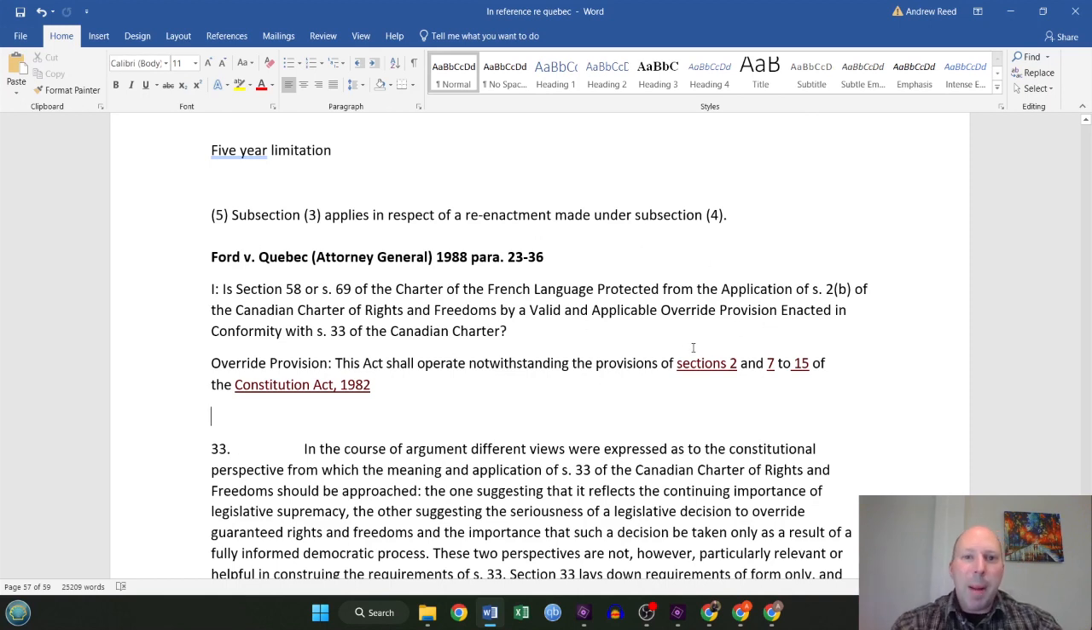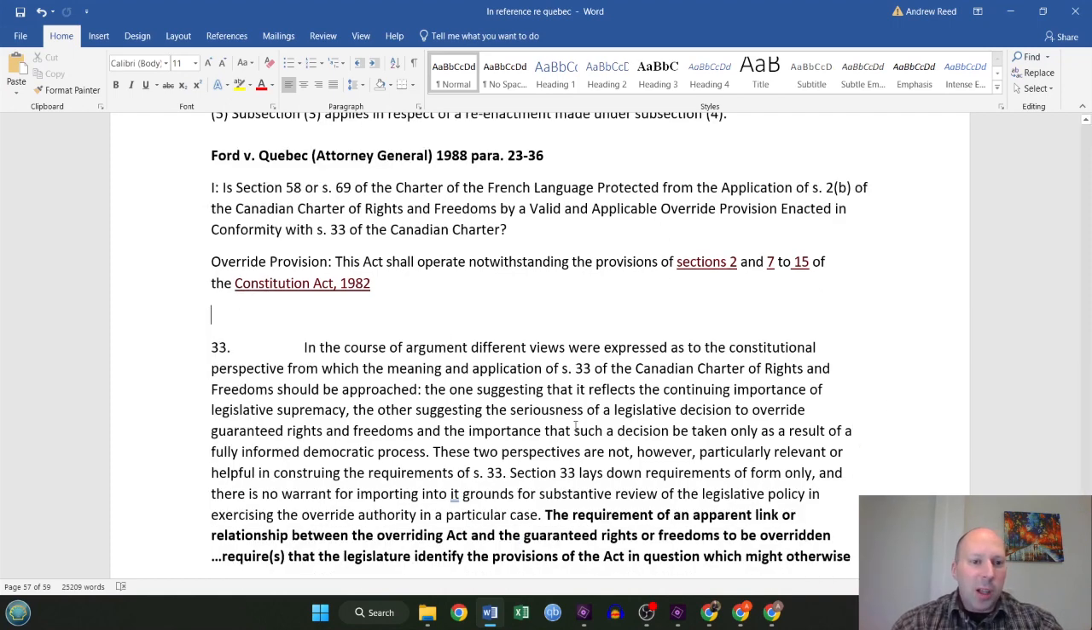So really they're looking at what they need to put in the act to validly enact the Notwithstanding Clause. So the override provision reads like this: "This act shall operate notwithstanding the provisions of sections 2 and 7 to 15 of the Constitution Act 1982." In this particular case, it went before the Superior Court. They said basically that you don't have to get specific with this, just that saying the notwithstanding clause will cover you, and that's all you really need to have.